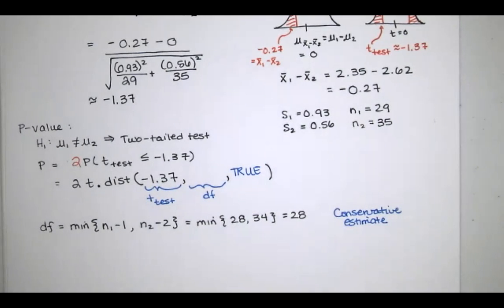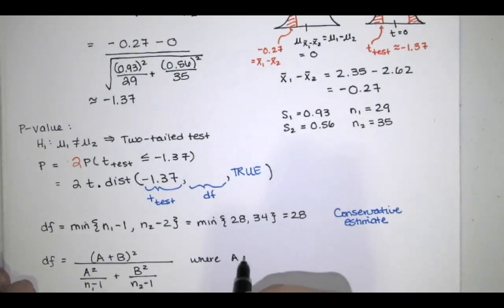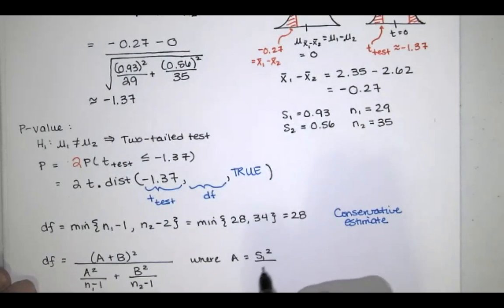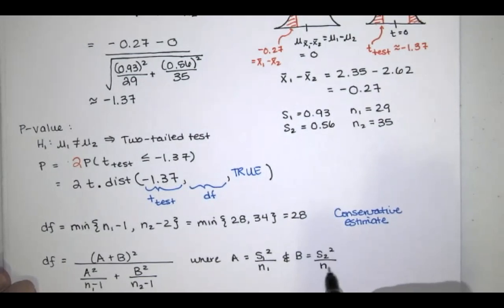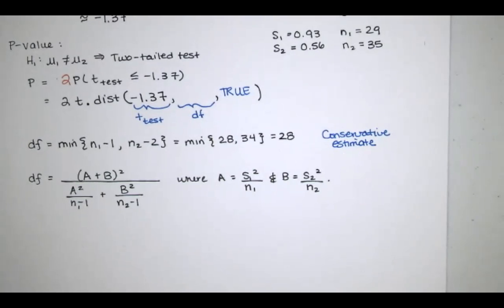Now, if we'd like to be more accurate, we can use this formula instead. The degrees of freedom are given by (a plus b) squared over a squared over (n sub 1 minus 1), plus b squared over (n sub 2 minus 1), where a and b are these expressions right here. A is s sub 1 squared over n sub 1, and b is s sub 2 squared over n sub 2. This obviously takes a little bit more computation, but it's actually pretty easy to program up in Excel.